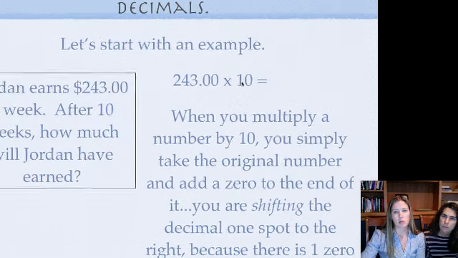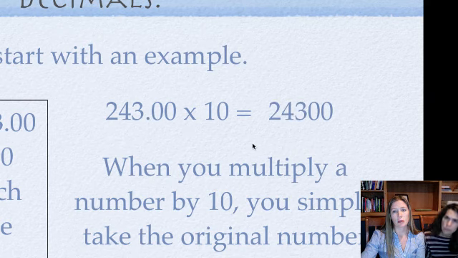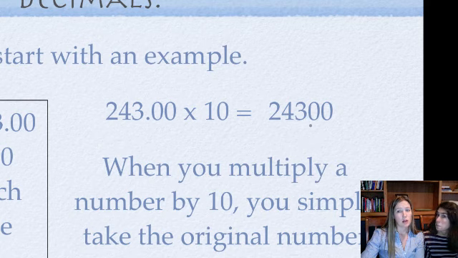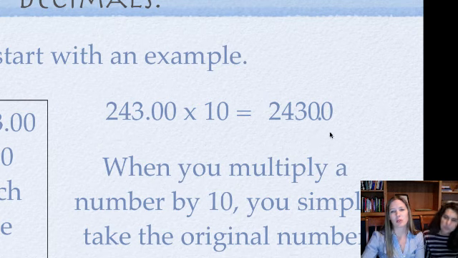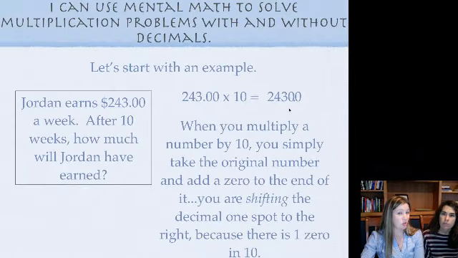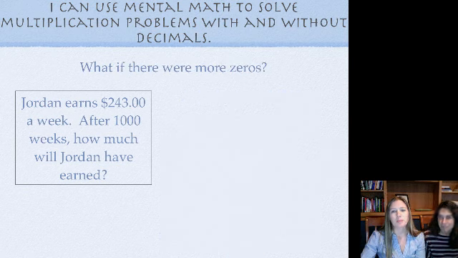If you multiply it by 10, you're just going to shift your decimal one spot. If you look again, I just wrote this without the decimal for now. There's the decimal. Now watch what happens to it. Shifted one spot. So 243 times 10 is actually 2,430. So that is how much Jordan would have earned after 10 weeks. That's just showing you the one 0.